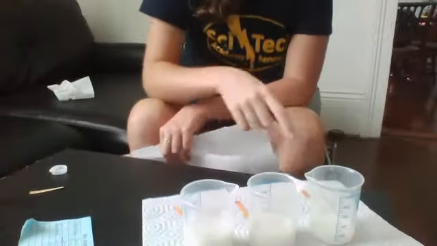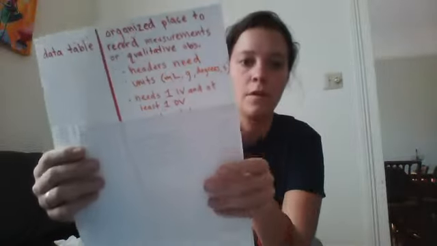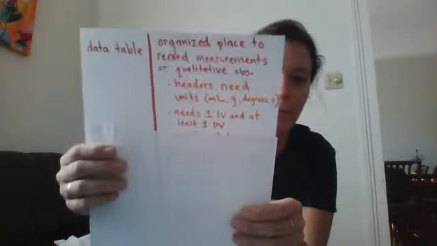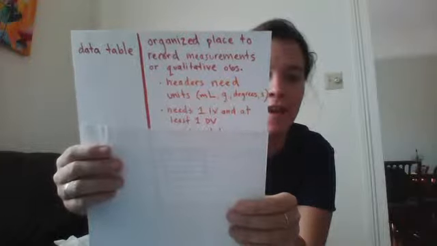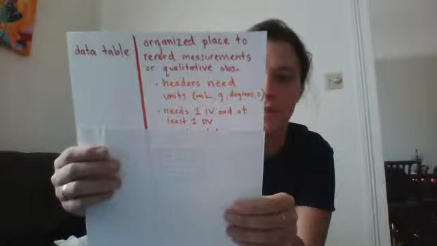We always have one independent variable in our experiment. In this case, it was our volume of milk that we tried. And so that needs to be in our data table along with any measurements that we might make. That is your next bullet point. It needs one IV and at least one dependent variable, or DV.